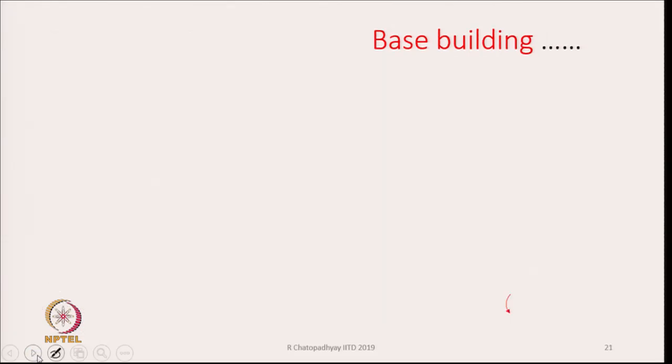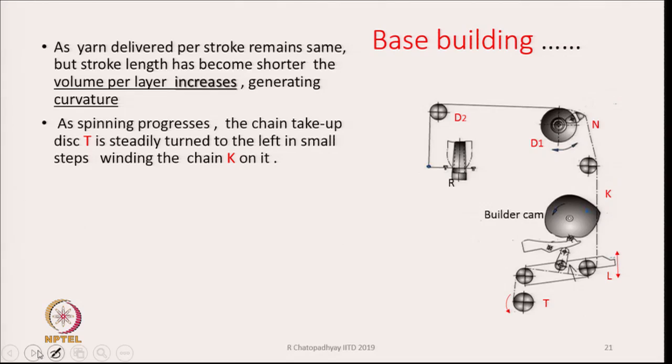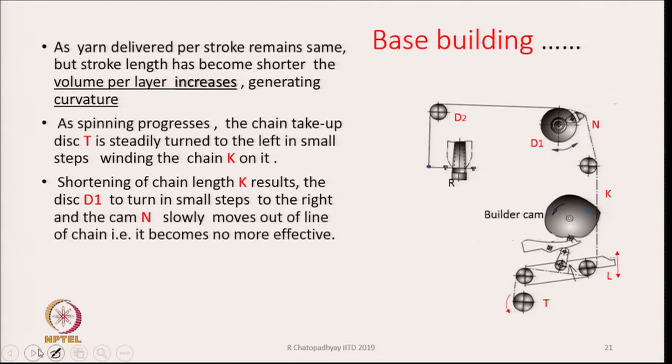So, what happens gradually? The yarn delivered per stroke remains the same, but stroke length we have reduced initially, so the volume per layer is going to increase, generating a curvature. Volume per layer, or you can say layer thickness, is going to increase, because the length of yarn is the same. I am trying to accommodate the same length on a shorter part of the bobbin. Basically, that is what we are trying to do.